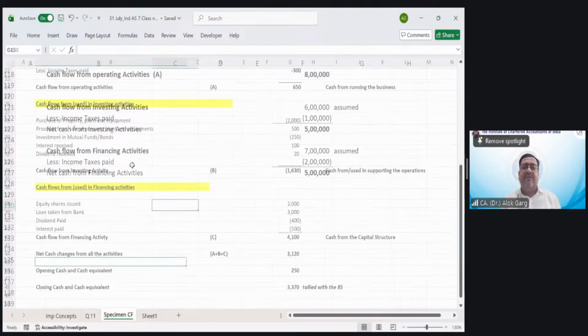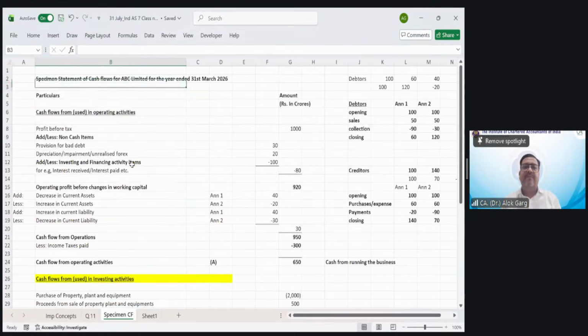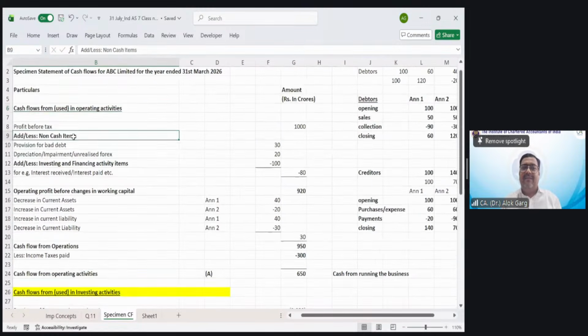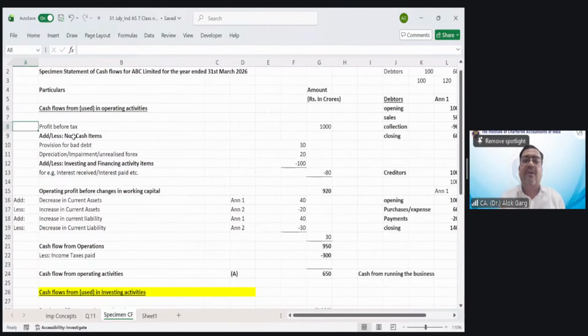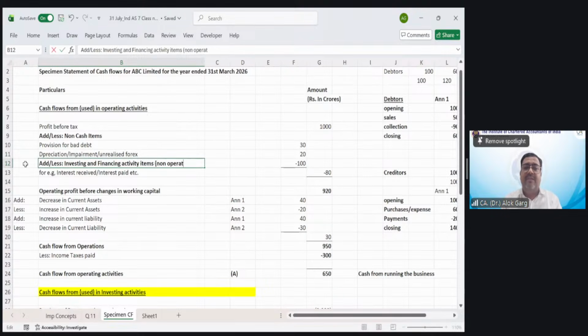Okay. Now, friends, I have also given you a specimen cash flow, which you are already aware of. So if you see the cash flow from or used in the operating activity, this is how we present it. When the cash flow is incoming, it is known as cash flow from. When it is going out, it is known as used. Profit before tax, we assume 1000 crores. Provision for bad debt, we assume 30 crores. 20 crore is depreciation, impairment, unrealized forex, right? So what we have done is adjust for add or less non-cash items. Then add or less investing and financing activity items, meaning non-operating items. Where will these items go? These items will go to investing and financing.